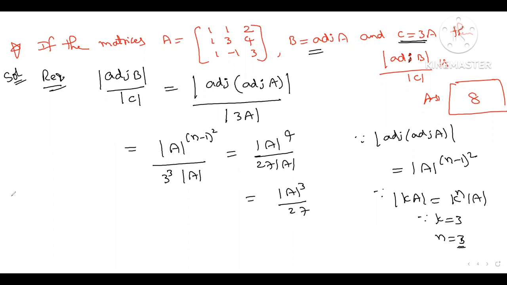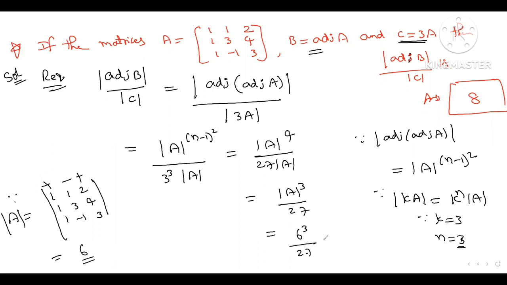First, from the statement, matrix A is given: A is equal to [1, 1, 2; 1, 3, 4; 1, minus 1, 3]. Now find out det of A. The det of A is equal to the determinant symbol, with the signs plus, minus, plus. So after simplification, we get det of A value 6. Here 6 cube, 6 cube by 27. 6 cube is nothing but 216 by 27. 27 times 8 is 216, so it gets cancelled. What is the answer? 8.